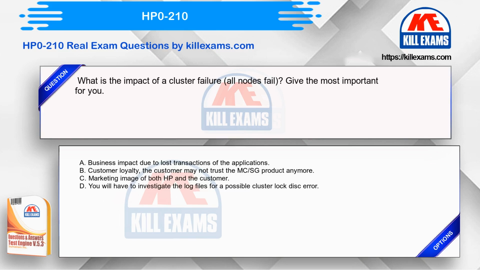What is the impact of a cluster failure? All nodes fail. Give the most important for you. Option A. Business impact due to lost transactions of the applications. Option B. Customer loyalty, the customer may not trust the MC/SG product anymore.